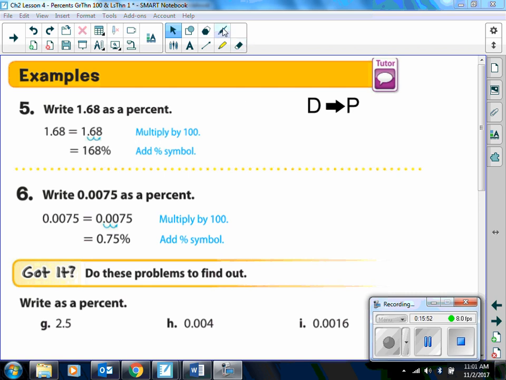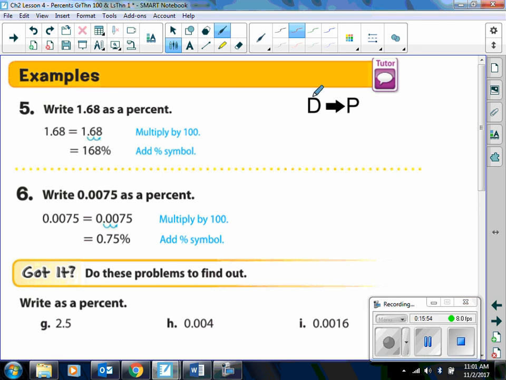So now, for example 5, we want to write the decimal as a percent. And when I'm writing decimal as a percent, which way do we move the decimal? To the, look at the arrow, decimal to percent, to the right 2 places. Okay? So here, we're going to write 1.68 as a percent. We're just moving the decimal 2 places to the right, and that becomes 168%.